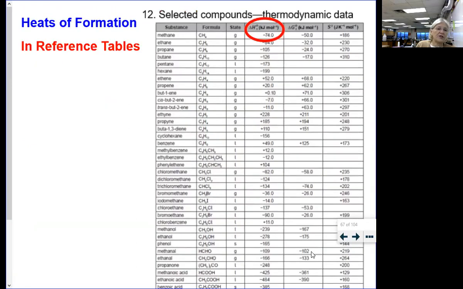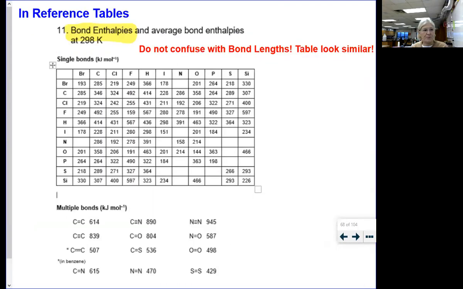To use your heats of formation, you go to your reference tables and notice it's just one column in this thermodynamic data that you will be interested in. Notice that all of these values are given in kilojoules per mole. The equation is not given to you. You have to write the equation that represents forming 1 mole of these compounds from their elements in their naturally occurring states. And notice that these energies are both positive and negative.